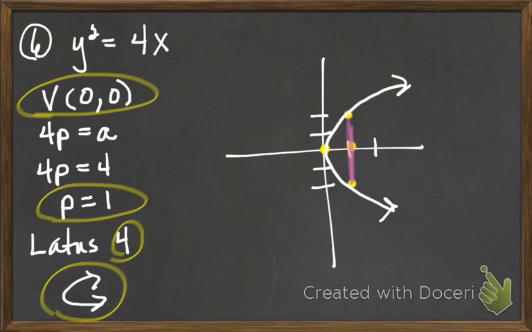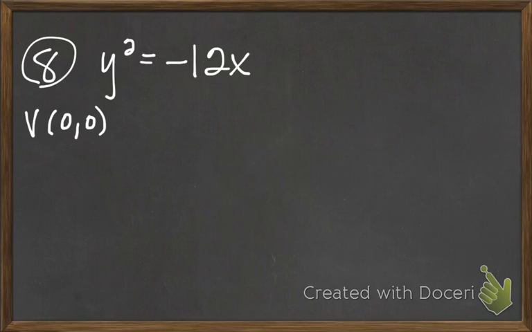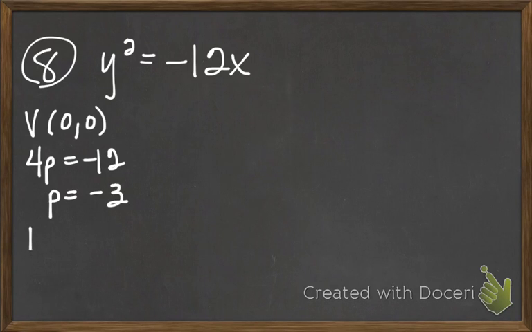Yes. Okay. All right, number 8: y squared is equal to negative 12x. Already in standard form, so you should be able to tell me that the vertex is 0, 0. 4p is equal to a, so 4p is equal to negative 12. That means p is equal to negative 3. Our latus rectum is the absolute value of negative 12, which is positive 12.